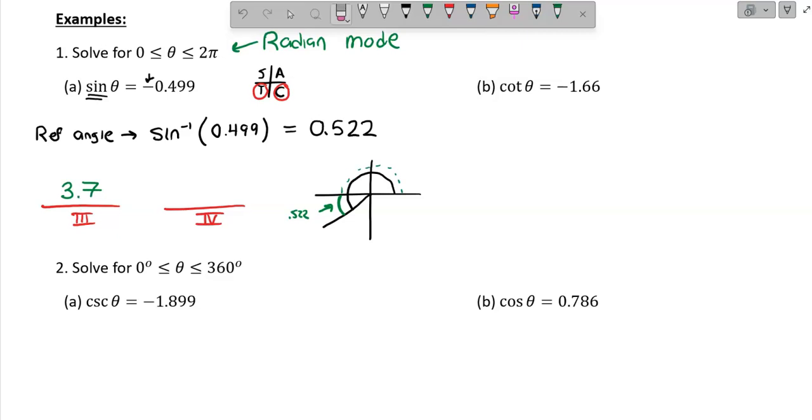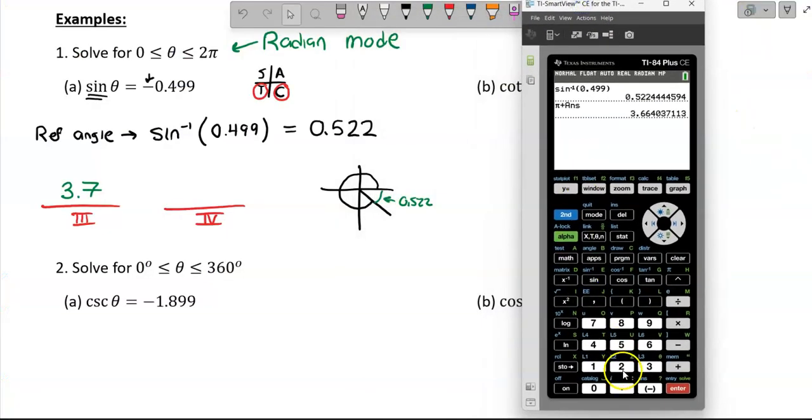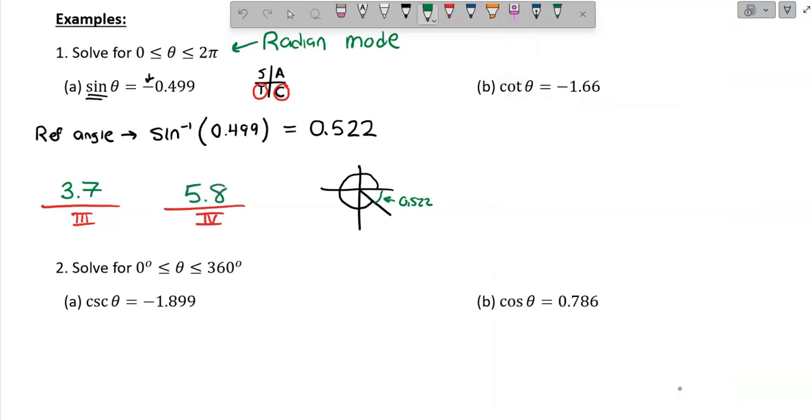And then in quadrant 4, a drawing in quadrant 4 would look like this. We want to find that entire rotation, and we know that this, our reference angle, is 0.522. And so once again, we're going to go back to our calculator. In this case, I'm going to do 2 pi, because that's 360, or the entire revolution, minus, and then I'm going to go up here and copy that answer down. And that gives me 5.76. So we'll say 5.8. So these are radian answers.